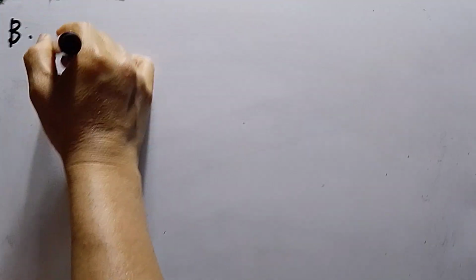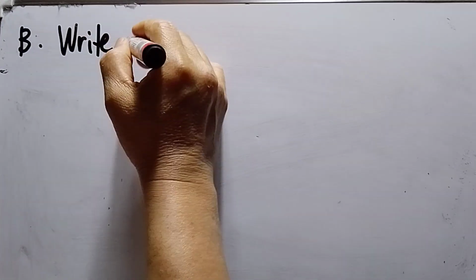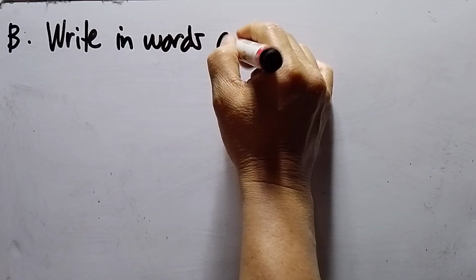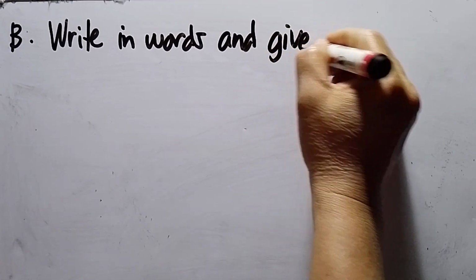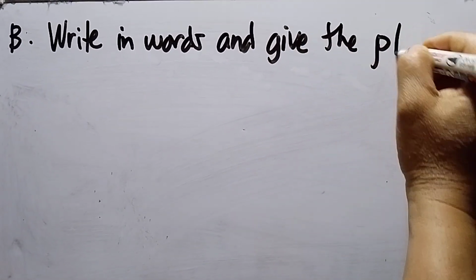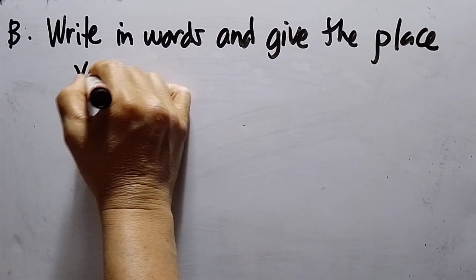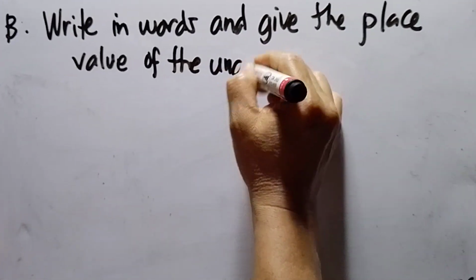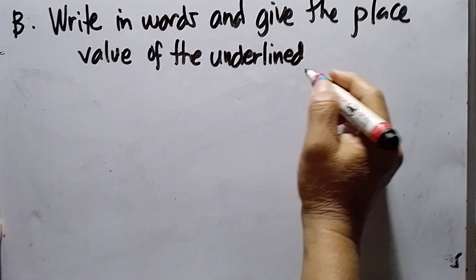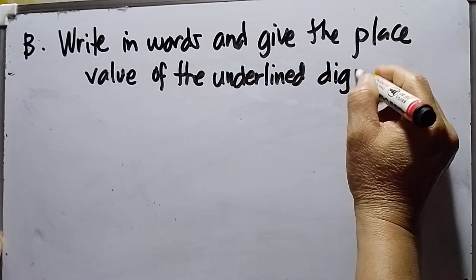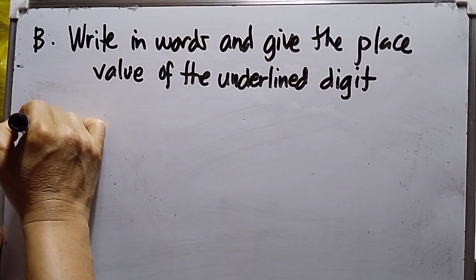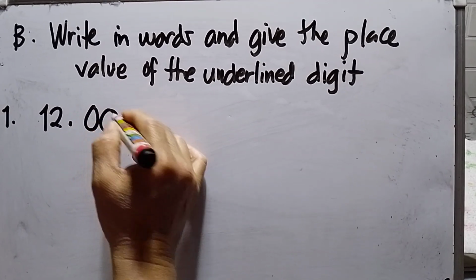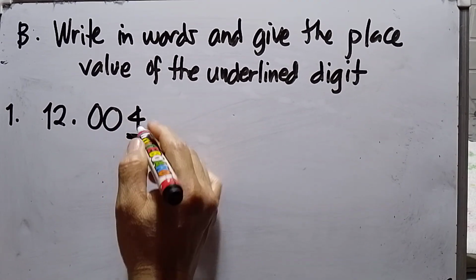Write in words and give the place value of the underlined digit. Okay, example number 1: 12.0045. 4 is the underlined digit.